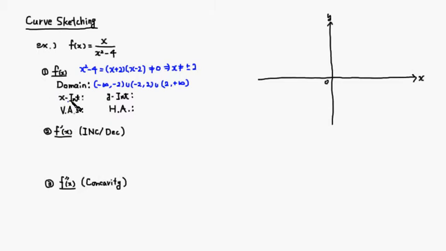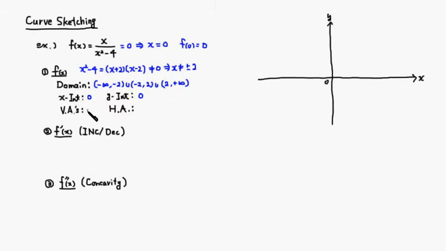Now, x-intercept and y-intercept. To find the x-intercept, we set the original function equal to 0. To make the fraction equal to 0, the numerator must equal 0, which means x must be 0. So the x-intercept is 0. The y-intercept is easy: you just plug in x equal to 0, but f of 0 is also equal to 0. So the y-intercept is also 0, which just means that the graph goes through the origin.